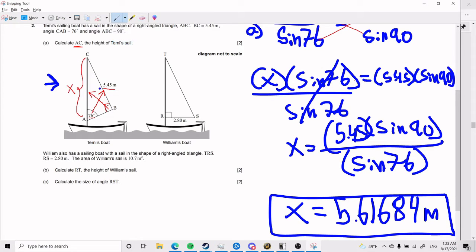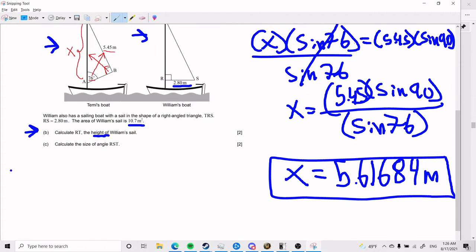And now for part B, they give us the information that William also has a sailing boat with a sail in the shape of a right angle triangle TRS, which is here. They give us the side RS and the area of William's sail, which is 10.7 meters squared. So we need to calculate RT, the height of William's sail. Now, of course, I can't tell you that I know exactly what to do here, but what I can tell you is that if they ever give you a piece of information, you know you're going to have to use it. And so the area of a triangle is base times height divided by 2. So right now we have the area, which is here. We have the base, which is here, which they gave to us earlier, and we would be missing the height.